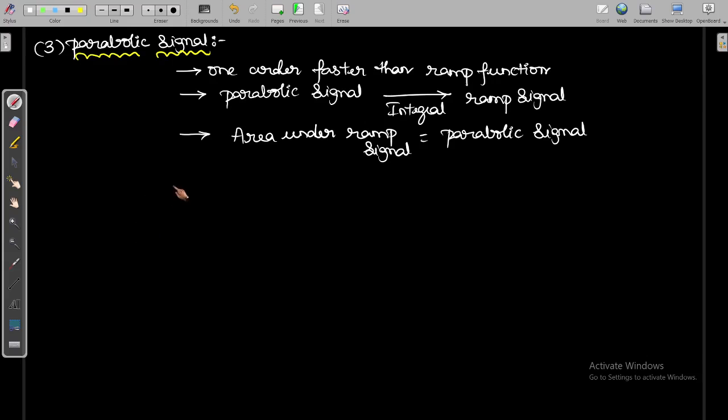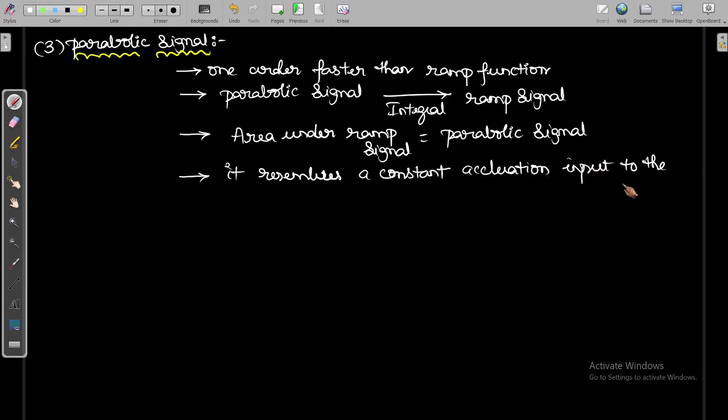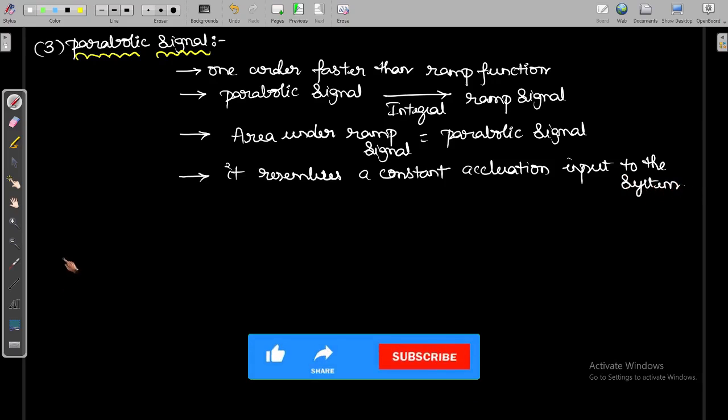So the parabolic signal resembles a constant acceleration input to the system. So this is the information about the parabolic signal. Now let us draw how the parabolic signal looks.